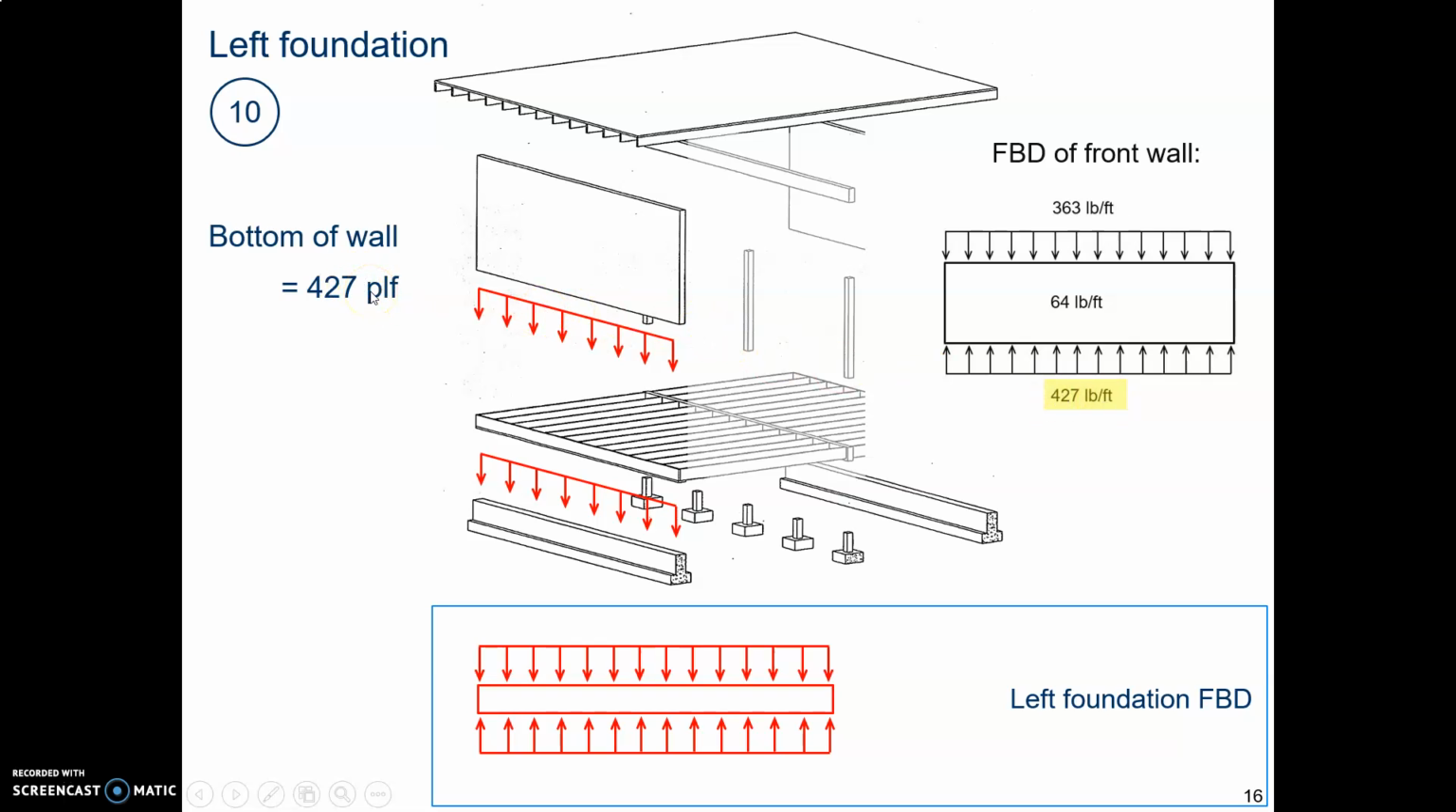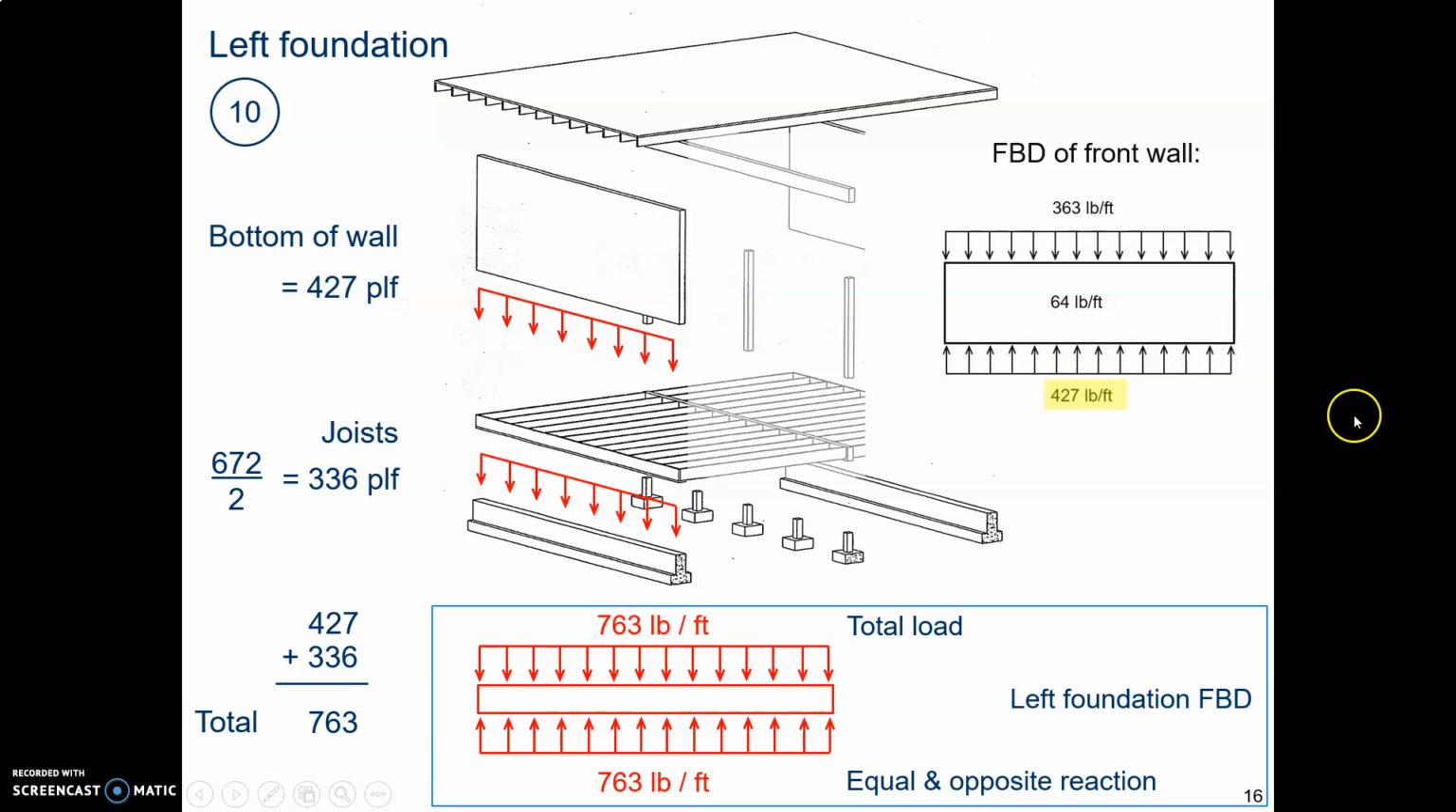Okay. Then just now, we figured out that those joists are distributing a load of 336 pounds per foot. So we've got the wall plus the joists, 427 for the wall plus 336 for the joists. We must have a total of 763 sitting on top of our foundation. There it is. And we've got an equal and opposite reaction underneath.